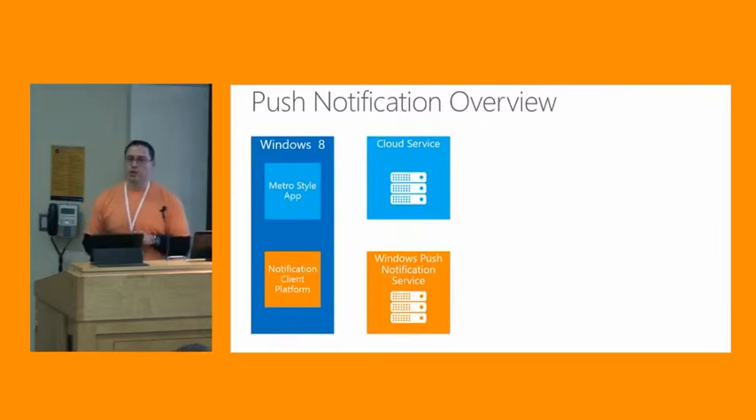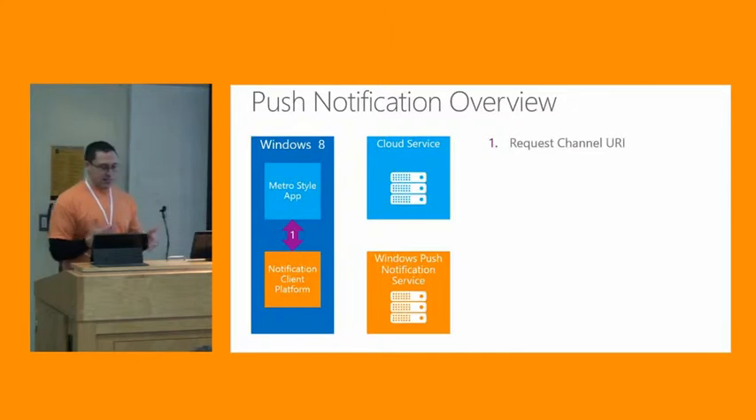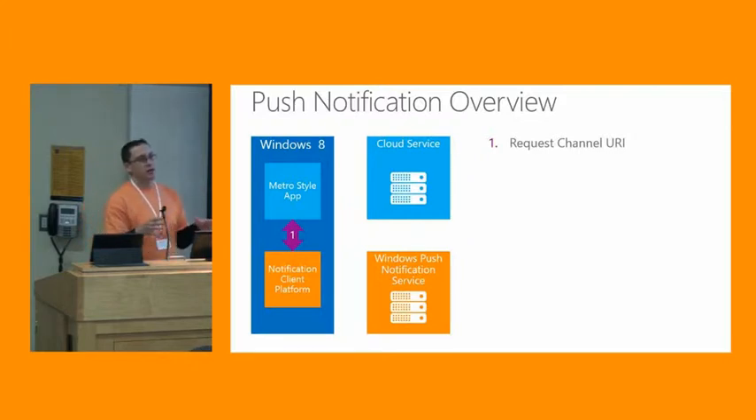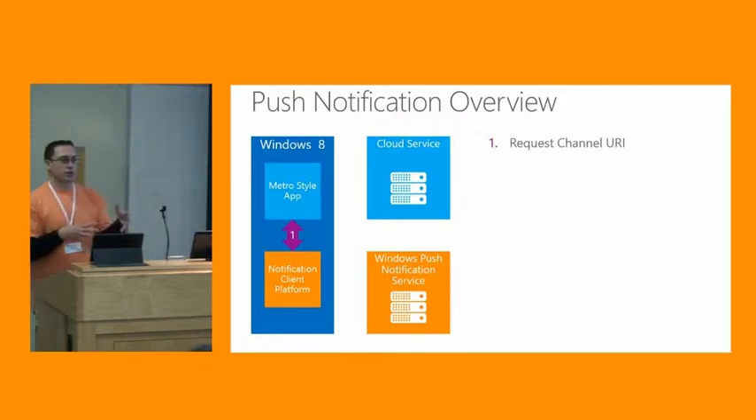So how do push notifications work? There are basically 3 steps when I'm doing a push notification. The first one is, in my app, I have to request a unique ID for my application, for my specific tile. In the case of a secondary tile, it's a different address, a different URI. But for toast notifications, or in general for the main tile of the app, it's a specific URI as well. So I request that.